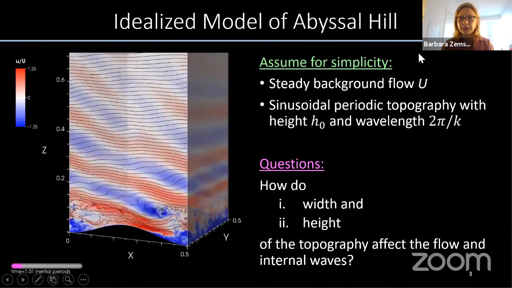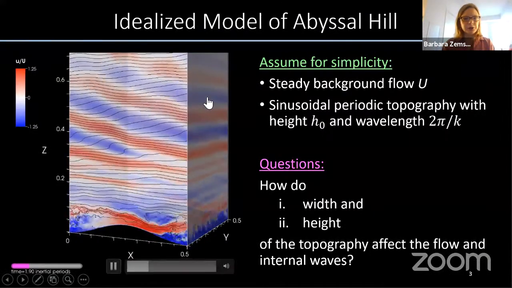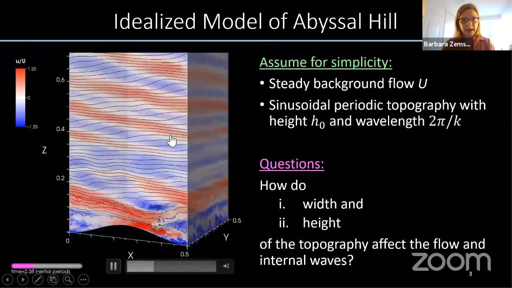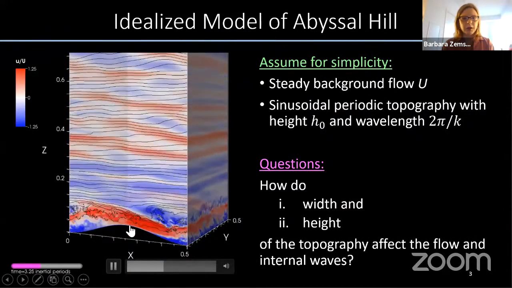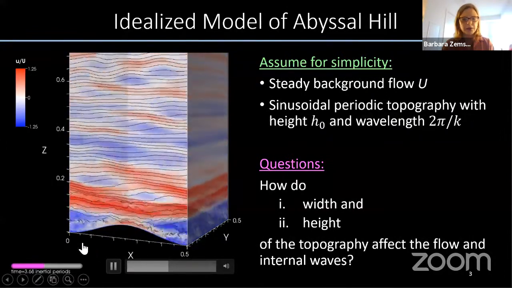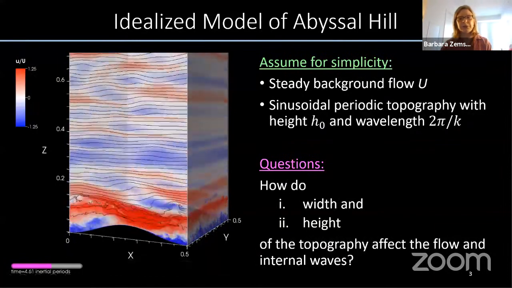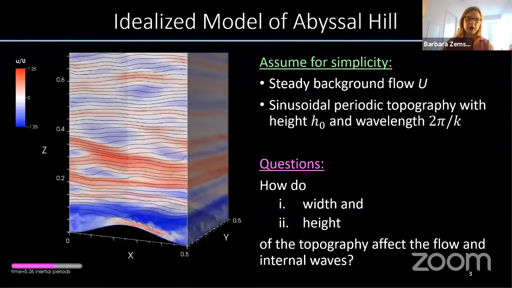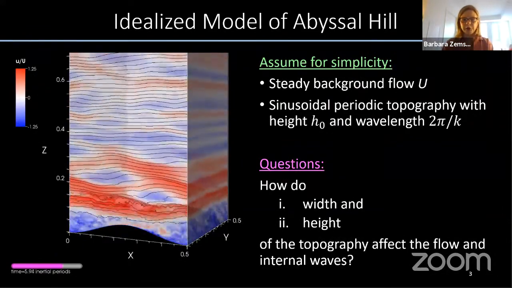We assume for simplicity that there is a steady background flow U, in this case going in the x direction. Then there's some sinusoidal periodic bottom topography with height h0 and wavelength 2π over k. The questions that we want to address in this study are how the width and height of the topography affect the flow and internal waves.